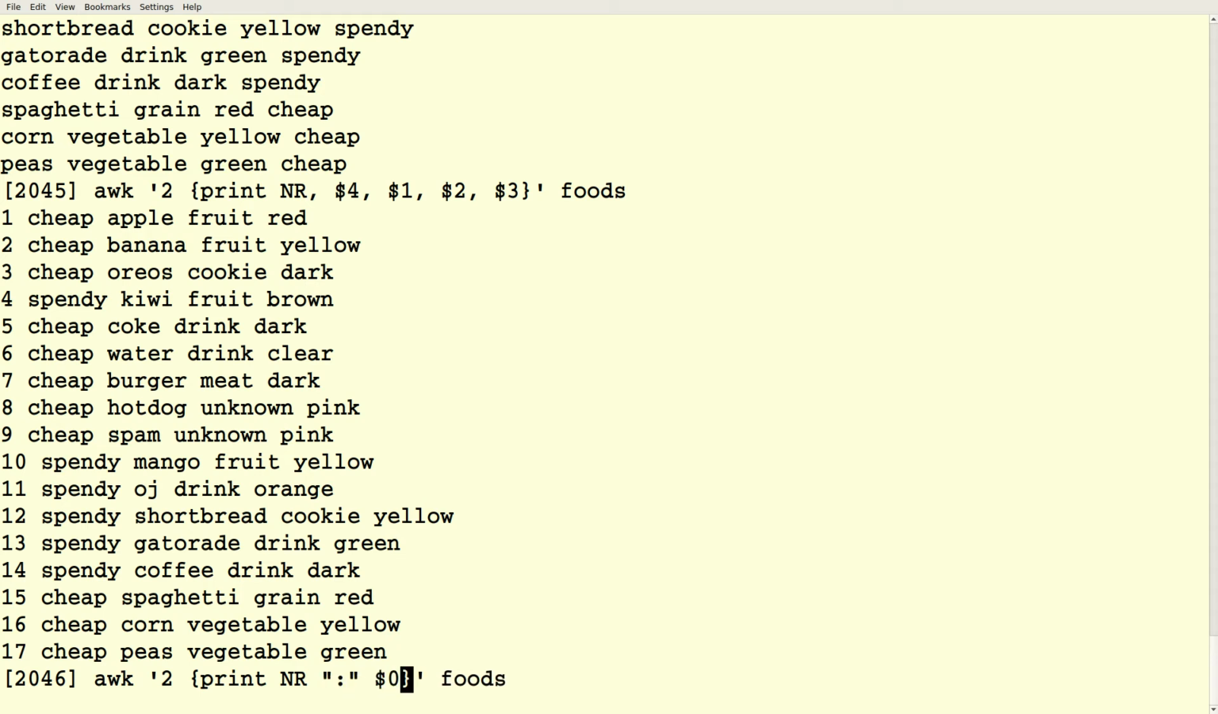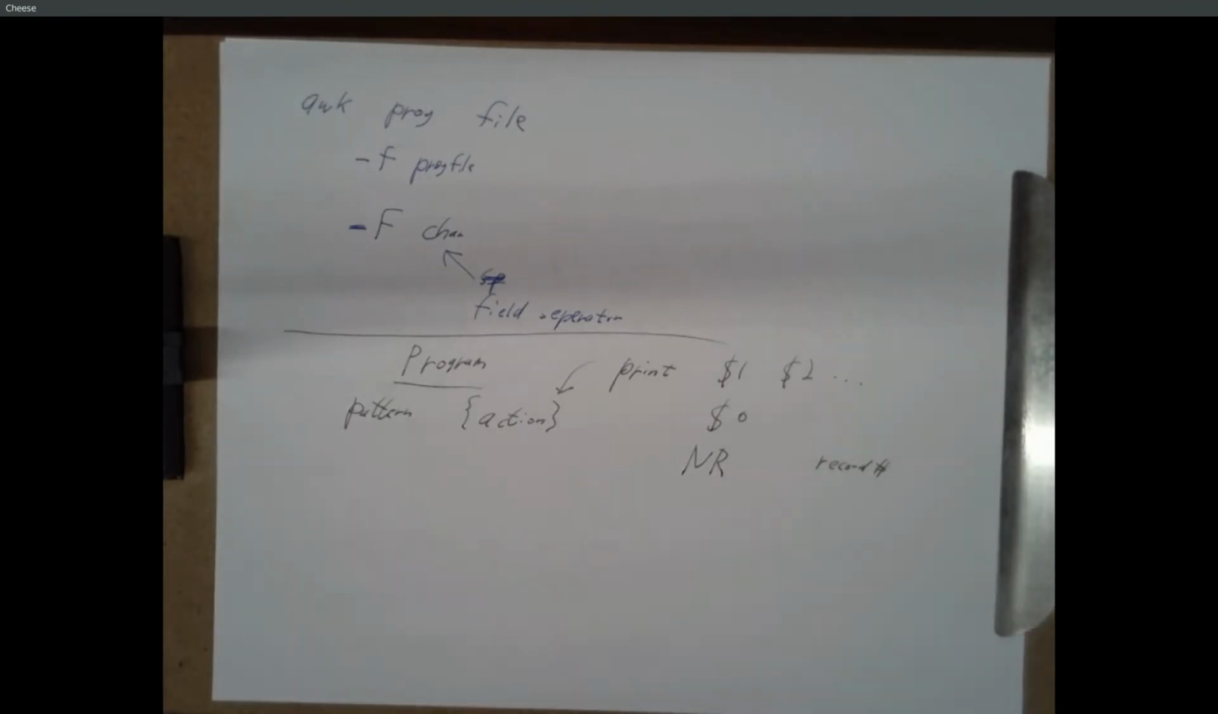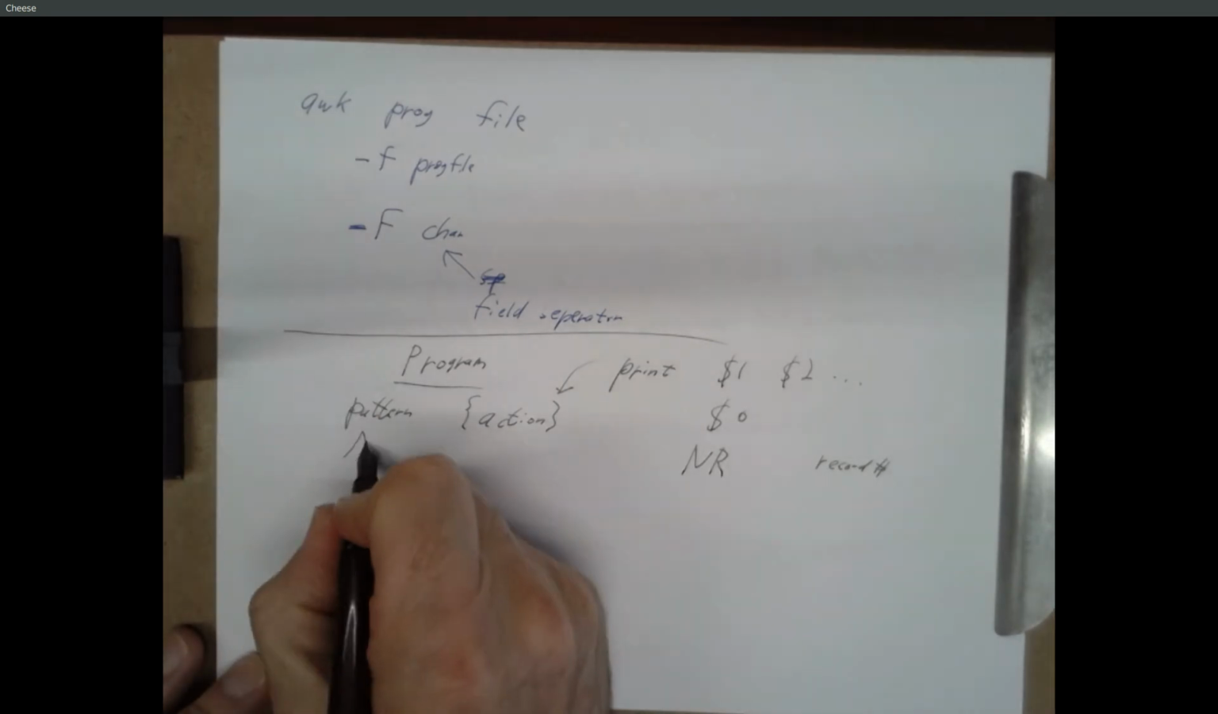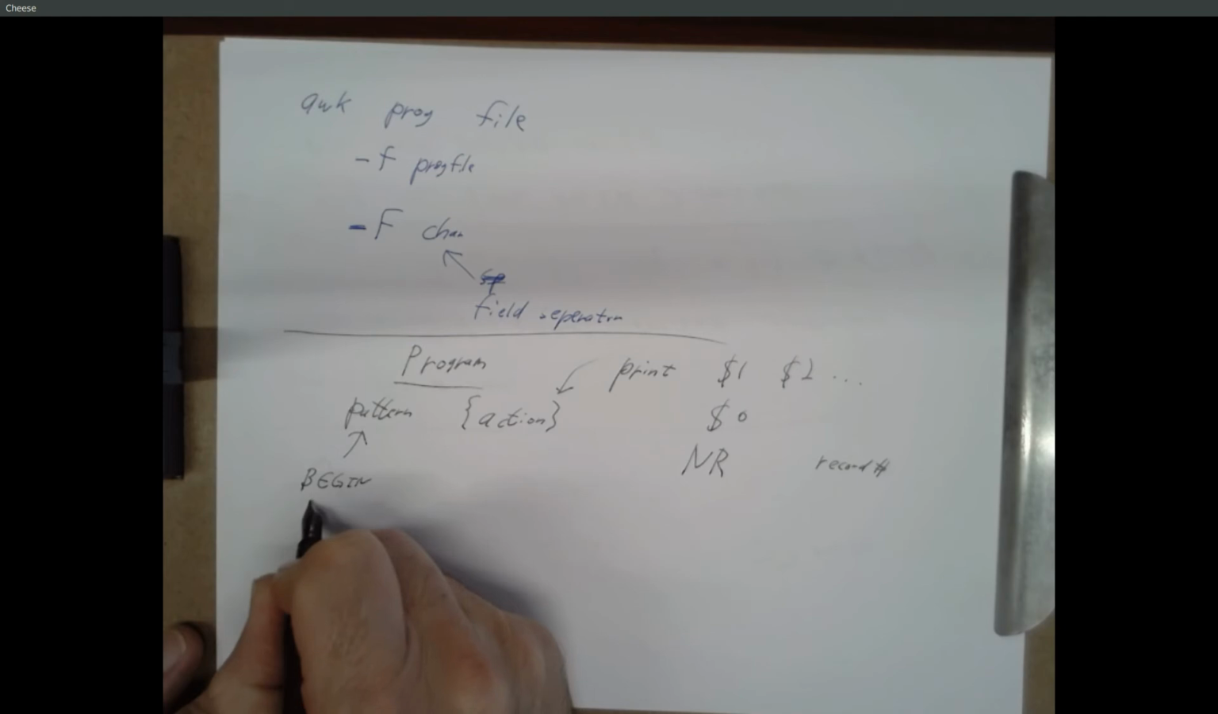Or if I just want to take my original file and just throw a record number and a colon in the beginning of each line, right? I can do NR and then a colon in quotes and then $0. And these patterns can be a variety of things, including begin and end.